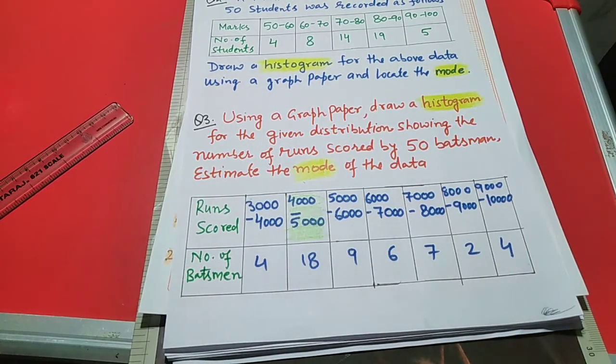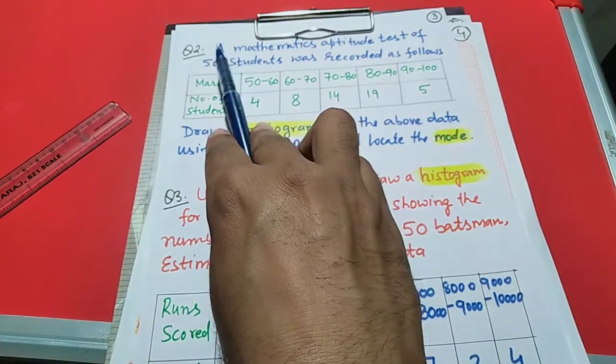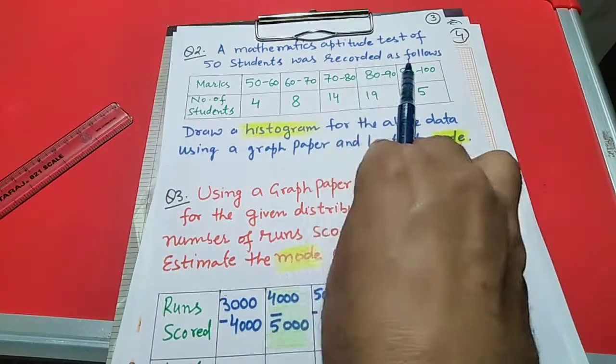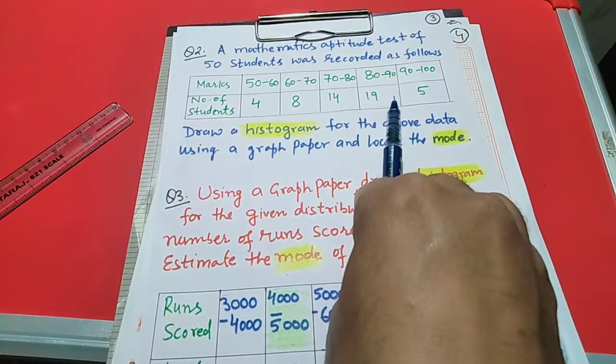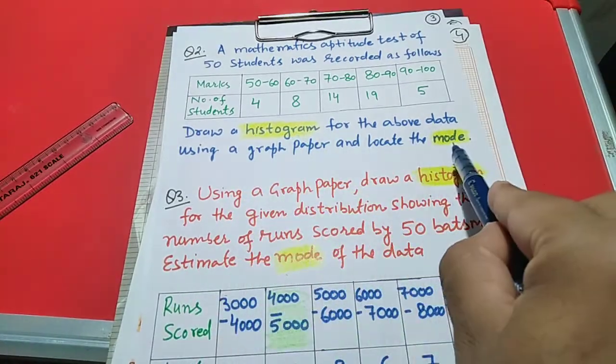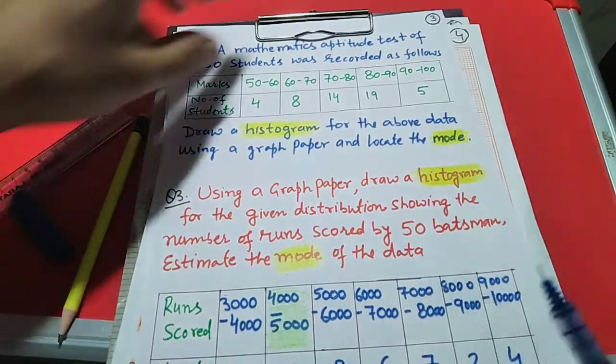Now see the second question. There is a data. The question is a mathematics aptitude test of 50 students was recorded as follows. So this data is given. Again you have to draw a histogram and you have to find the mode. So I am doing question number two.